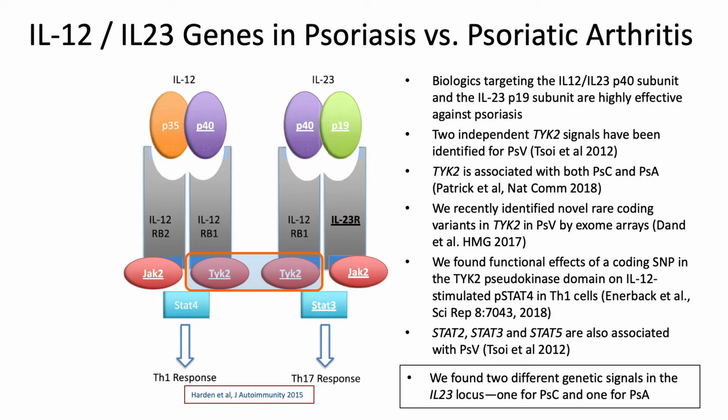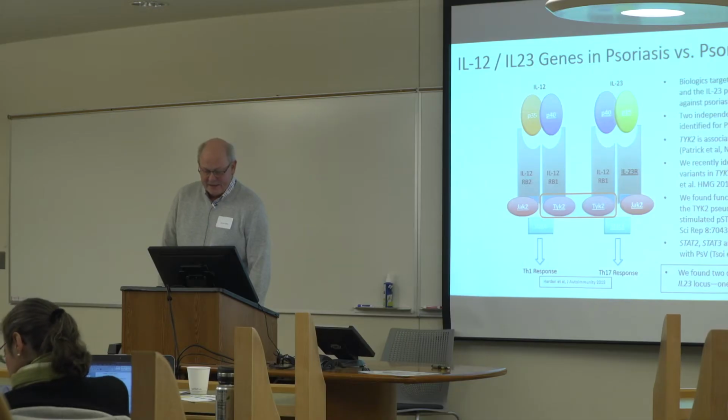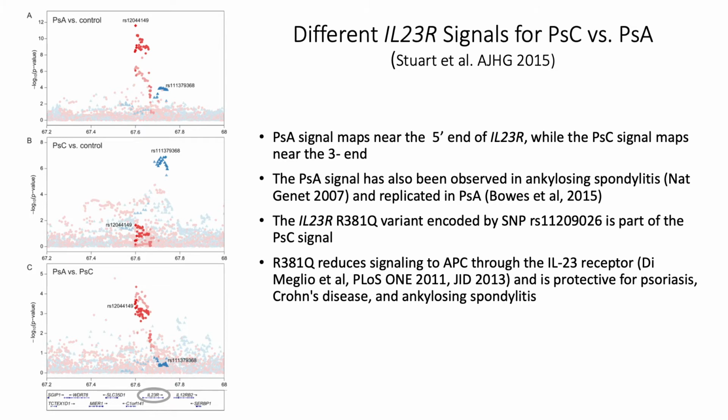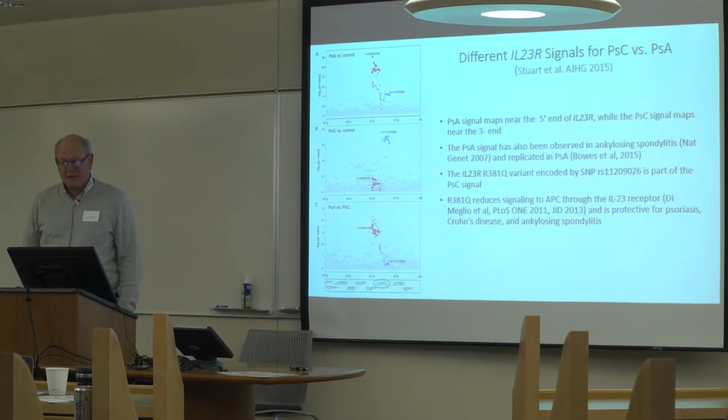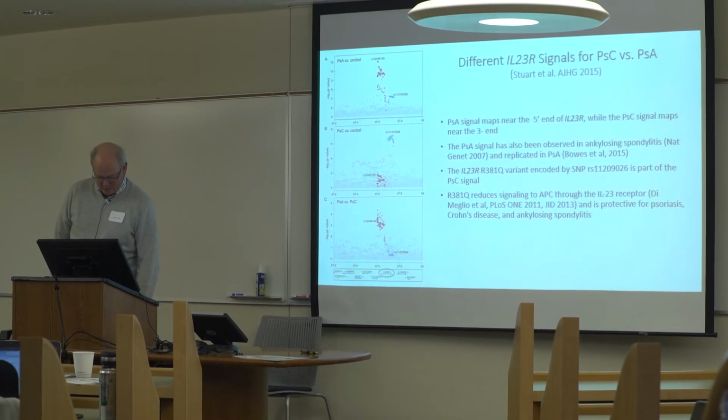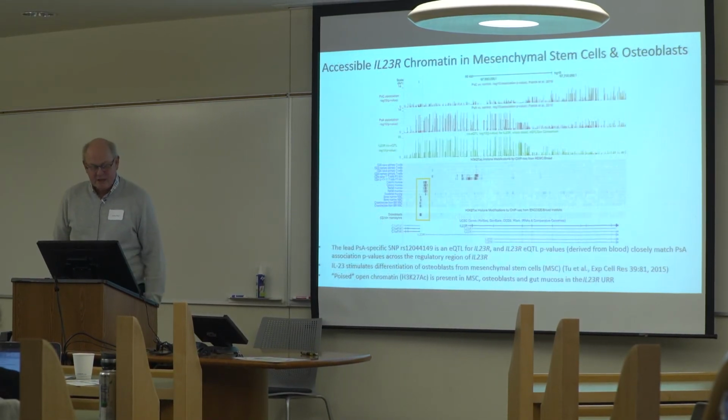And actually, we have also worked on psoriatic arthritis, and we do have two different genetic signals in this locus, one for cutaneous psoriasis, or PSC, and the other one for psoriatic arthritis, or PSA. This just shows you on a LocusZoom plot where the two peaks are, and the arthritis signal has also been seen in ankylosing spondylitis. The cutaneous psoriasis signal actually seems to be an expressed variant called R381Q. So now I'm just going to zoom in on this a little bit more.